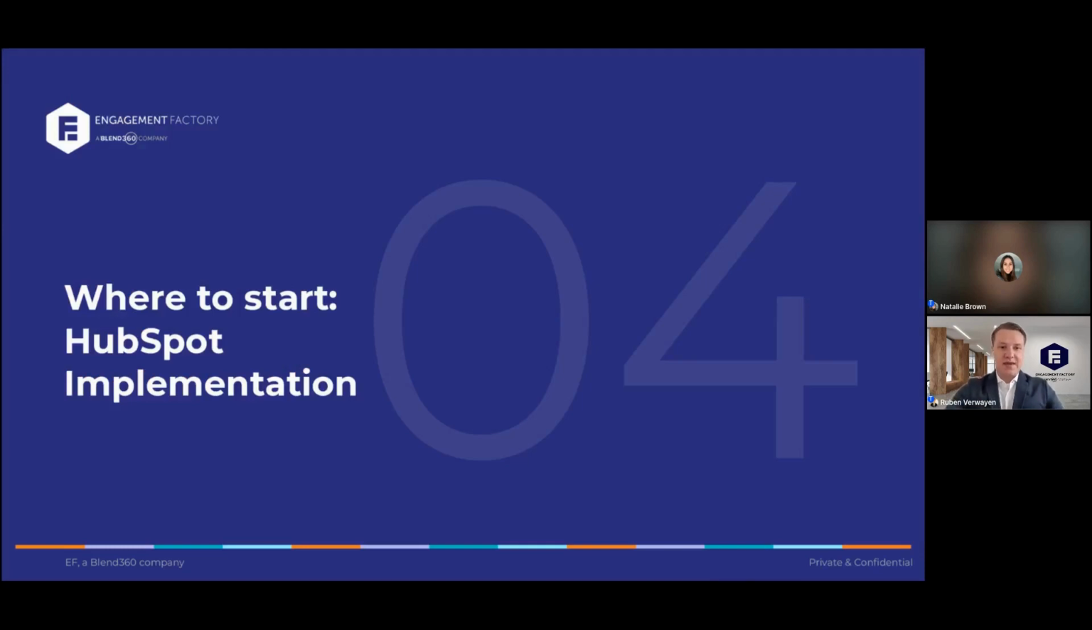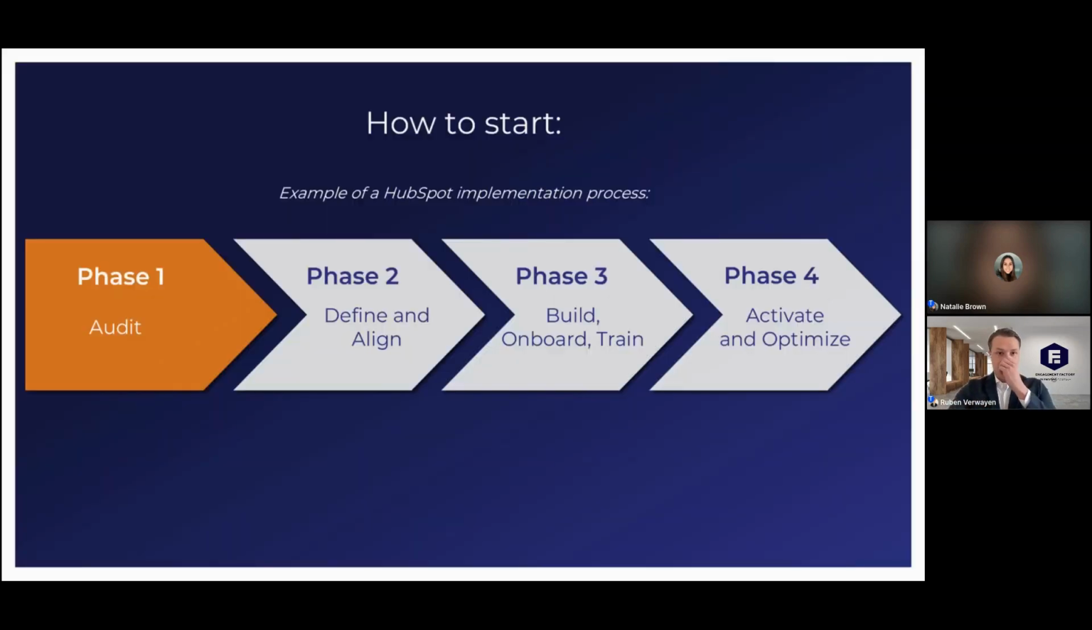Then the HubSpot implementation, where to start? Switching software is always a very big thing in a company because something is going to change. Well, how do you start? We do it in 4 phases. Phase 1 is audit. Phase 2 is define and align. Phase 3 is build, onboard, and train. And phase 4 is activate and optimize.